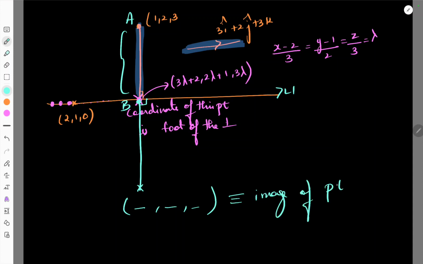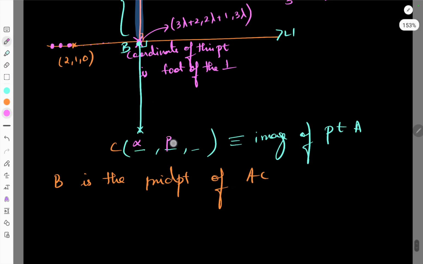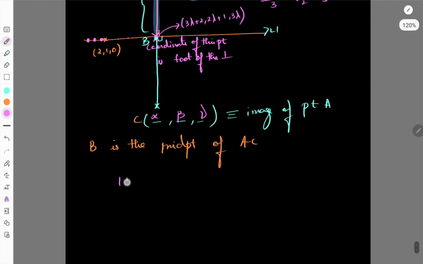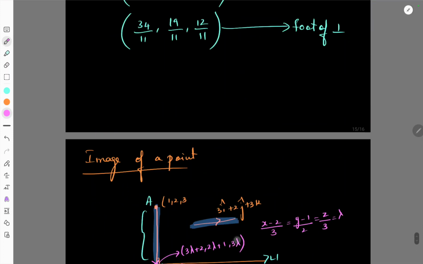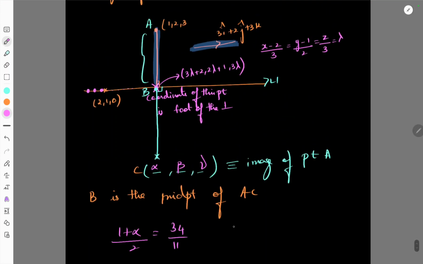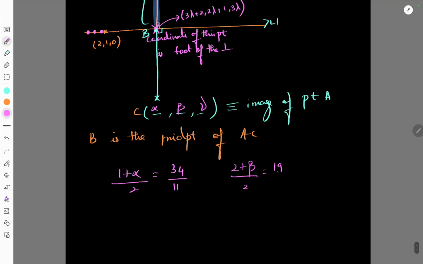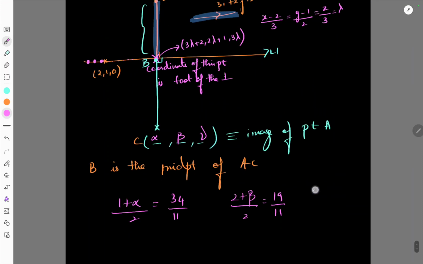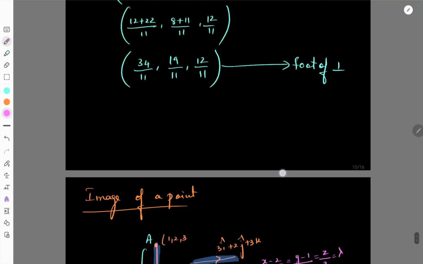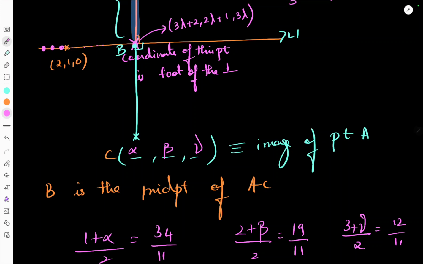Image of point A. Let's say this is B and this is C. So B is the midpoint of AC. If I take this as alpha, beta, gamma, I can write (1 plus alpha) by 2 equal to the x coordinate of the foot of the perpendicular, 34 by 11. Next, (2 plus beta) by 2 equal to the y coordinate, 19 by 11. Next, (3 plus gamma) by 2 equal to 12 by 11. After solving this, we will get the values of alpha, beta, gamma, which will be the image of point A.